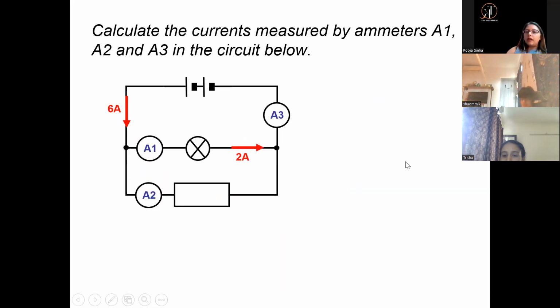Now it says calculate the current measured by the ammeter A1, A2, and A3. You know what is an ammeter?